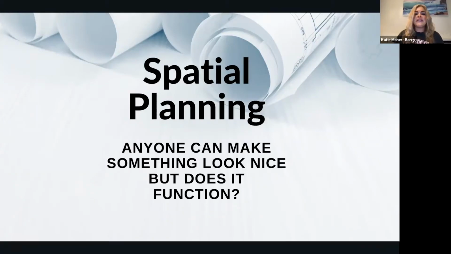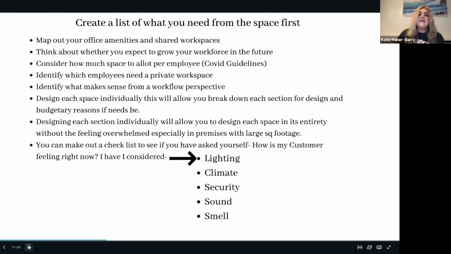So I'm just going to jump quickly onto spatial planning. As I always say, anyone can make something look nice, but does it function? So functionality has to come first. So what do we need to do? Well, we need to map out our office amenities and shared workspaces. What do you need the space to do for you? Whether it's going to be a retail shop, a commercial office space, a dental surgery, you need to make a list of what you need that space to do for you.